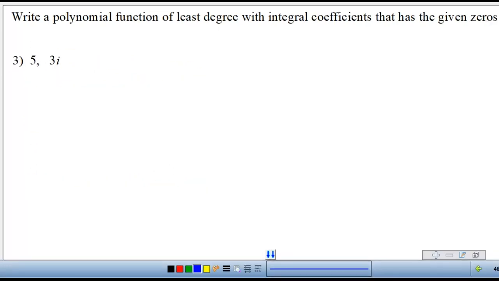Number 3 is very similar to number 2. Initially, we are only given 2 solutions, 2 roots, but in the same way that radicals travel in pairs, i does also, because if you remember, i is equivalent to the square root of -1. So if I have positive 3i, I need to also write down negative 3i. So I have 3 solutions, 3 roots, which is going to result in 3 factors.